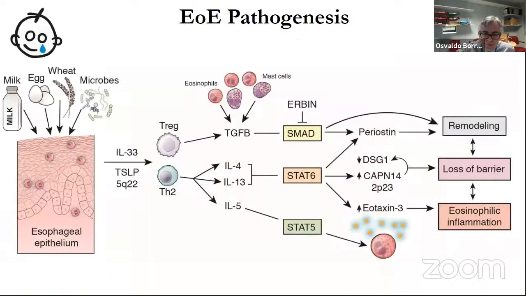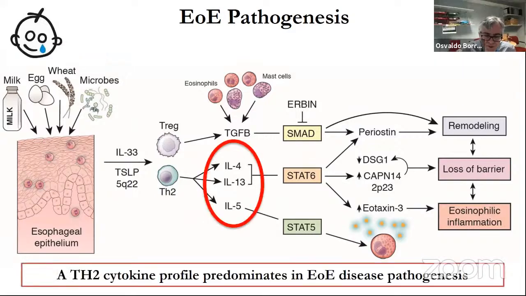Regarding the most striking aspect of eosinophilic esophagitis, we have a characteristic Th2 inflammation, and this Th2 response is characterized by an increase in IL-4, IL-13, IL-5, and also an increase in TGF-beta. TGF-beta is definitely involved in remodeling, which can cause stricturing and narrowing of the esophagus, while other cytokines are mainly involved in recruitment of eosinophils, and therefore in eosinophilic infiltration. So we have a Th2 cytokine profile, which predominates in eosinophilic esophagitis.